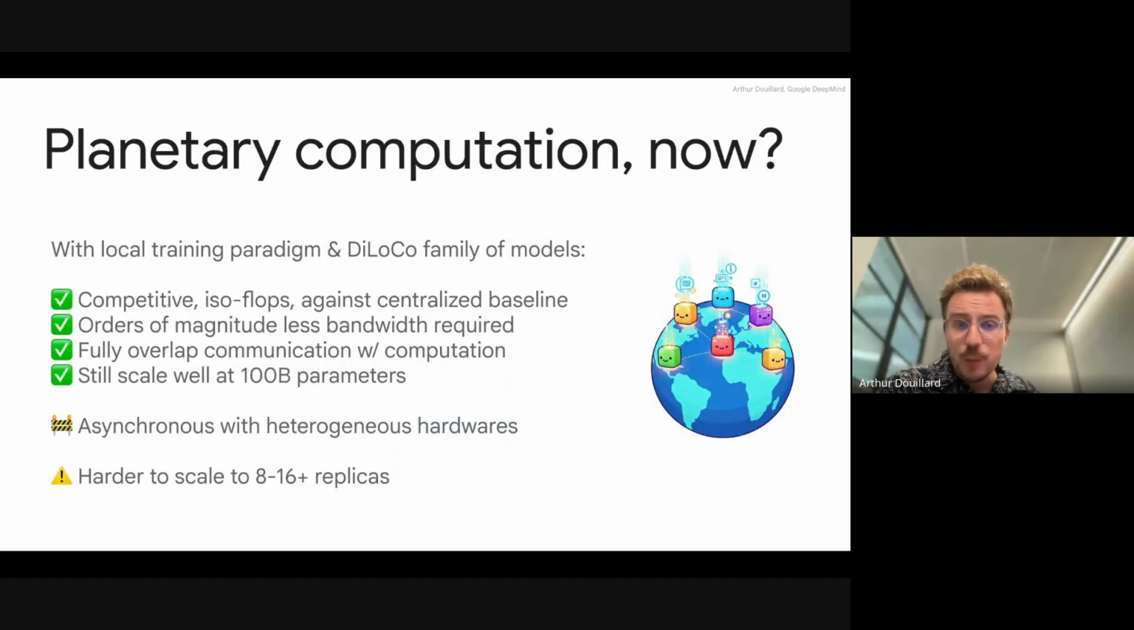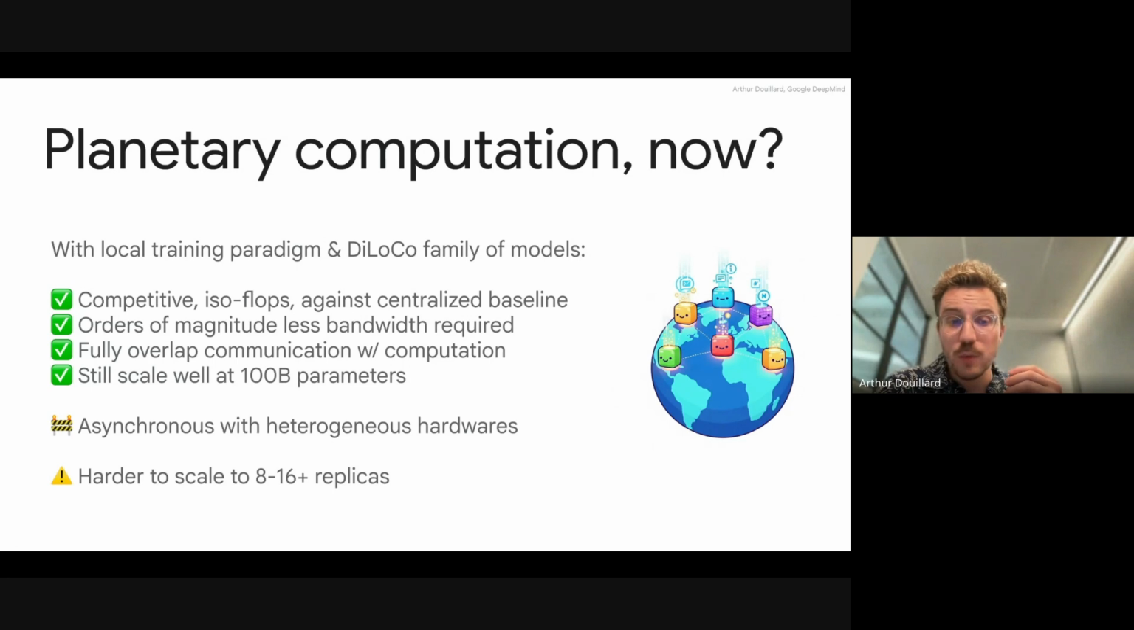So can we do planetary computation? With the local training paradigm, which I think is the future to do pure distributed, decentralized learning, and the DiLoCo family of models, which has proved its worth quite well, we are now competitive ISO flops against a centralized baseline when we have 2 DiLoCo replicas. We use several orders of magnitude less bandwidth than a centralized baseline, which is a desirable property. We can fully overlap the communication with computation, and we can overlap even more computation as the model is slower, which is nice.